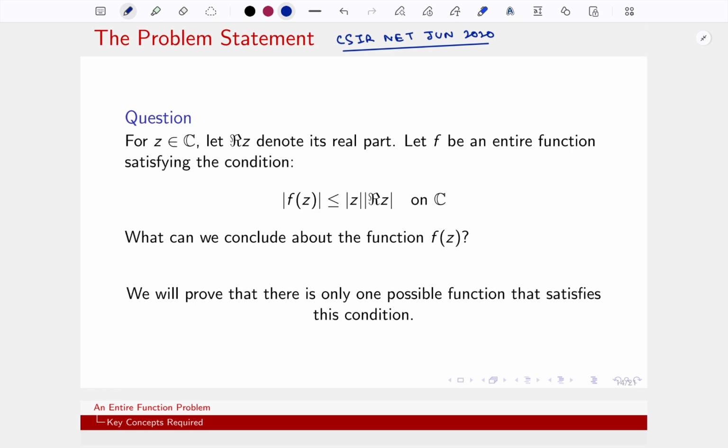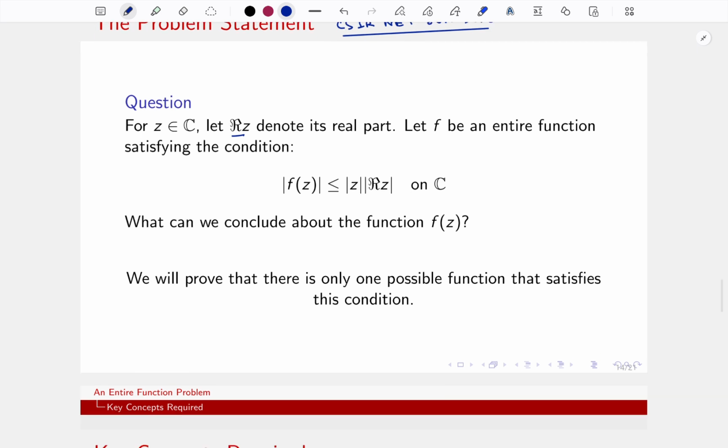The question says that for some complex number z, let this denote the real part of that complex number. Let f be an entire function such that mod of f(z) is less than or equal to mod z times mod of the real part of z on C, that is, on the entire complex plane. What can we conclude about the function f(z)? So we need to formalize the structure of the entire function f. And there were four options.